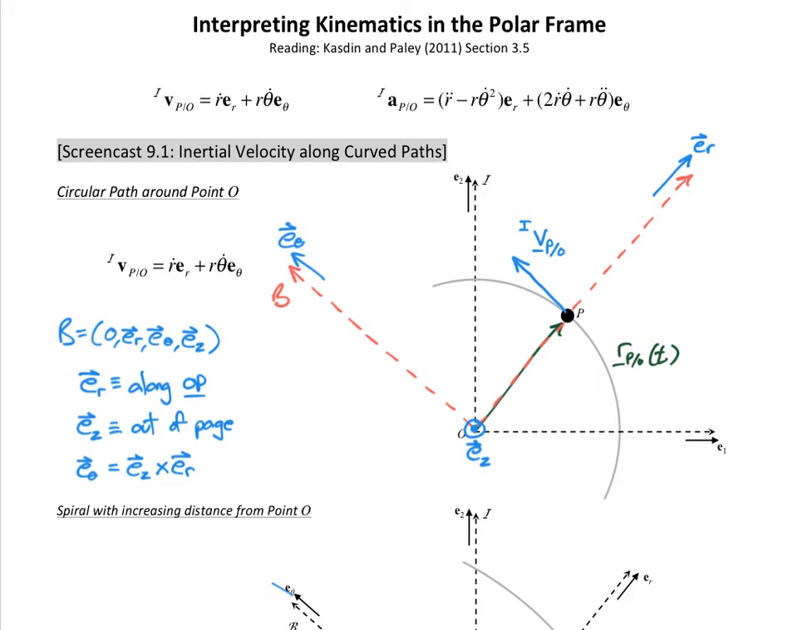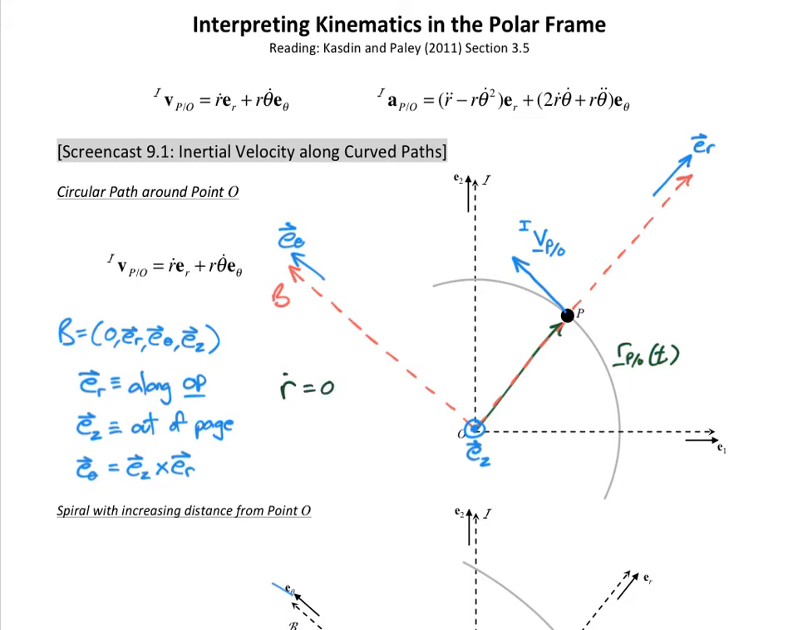Now that we've defined our polar frame in this particular situation with a circular path of point P around point O, then let's interpret our expression. The inertial velocity of P with respect to O is equal to r dot in the e_r direction plus r theta dot in the e_theta direction. And so being on a circular path, we know that the radius doesn't change. If the radius doesn't change, then that means that r dot is equal to 0.